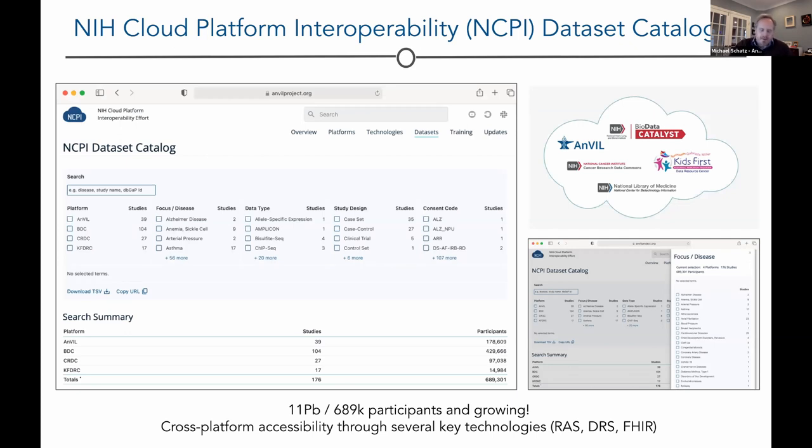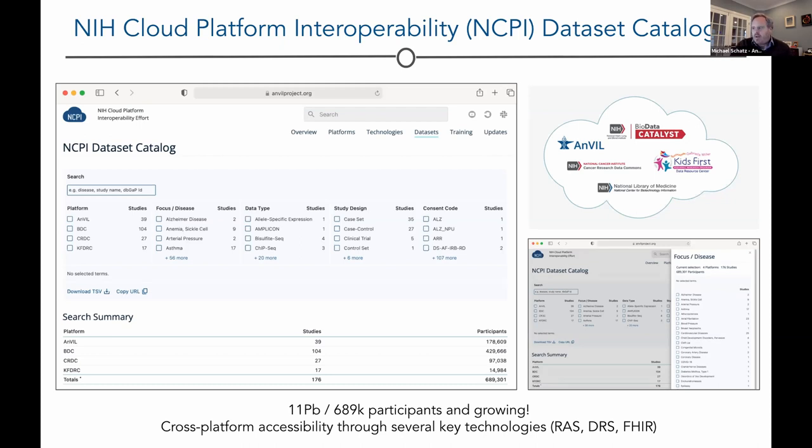So there's a lot of really impactful work going on within the AnVIL itself. And another dimension to the work going on in the AnVIL is our efforts in interoperability. NIH has established something called the Cloud Platform Interoperability Group, NCPI. And AnVIL is one of the founding members of this and really, in my opinion, leading the way for this. So in addition to the data sets, as you just heard about 4 petabytes within the AnVIL, we've also established a number of key technologies so that the AnVIL can interoperate with other NIH cloud platforms.